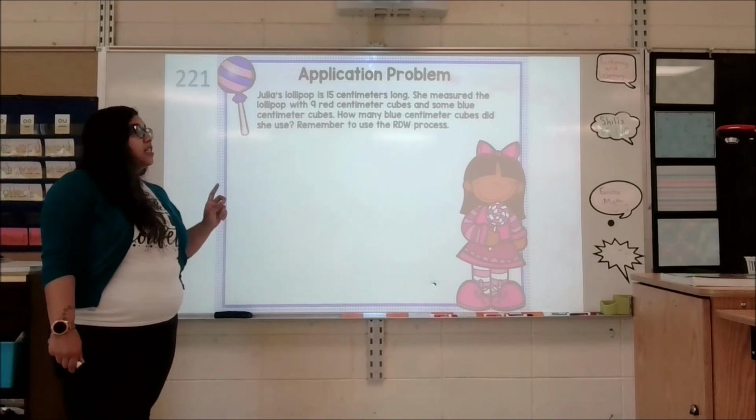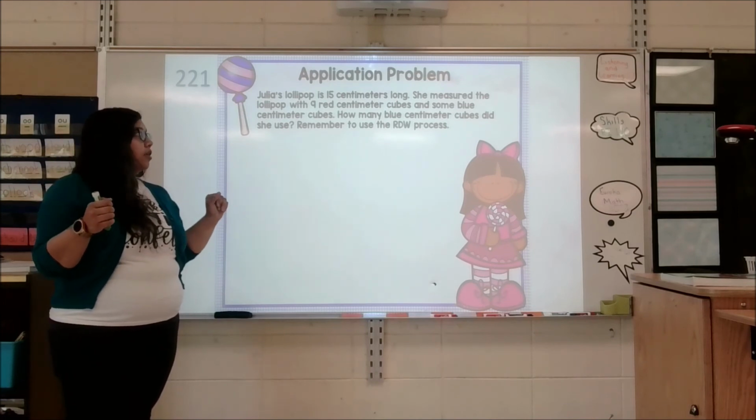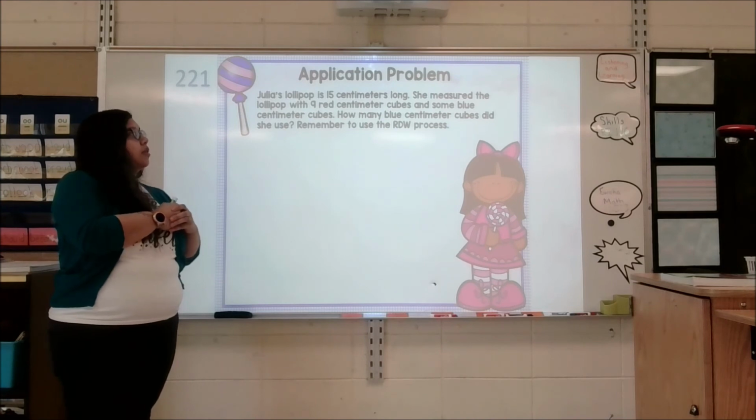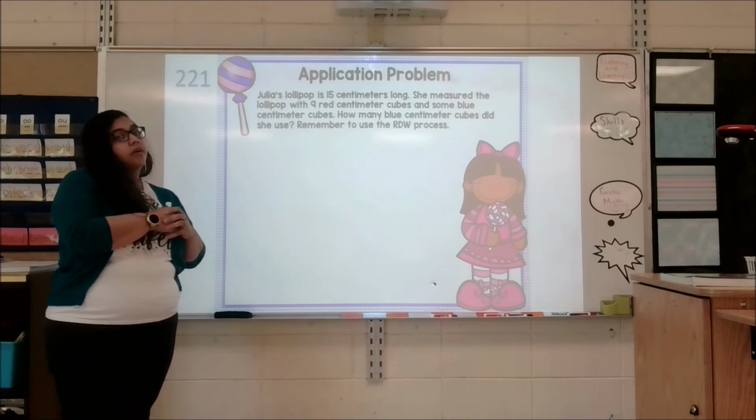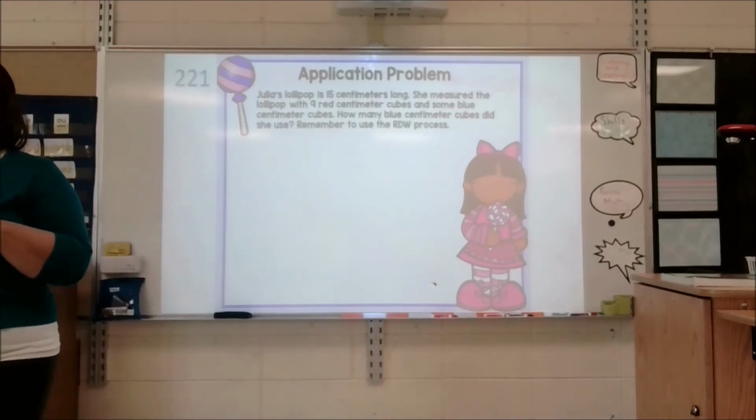Julia's lollipop is 15 centimeters long. She measured the lollipop with 9 red centimeter cubes and some blue centimeter cubes. How many blue centimeter cubes did she use? Remember to use your tools, your read, draw, and write method. Okay, go ahead.